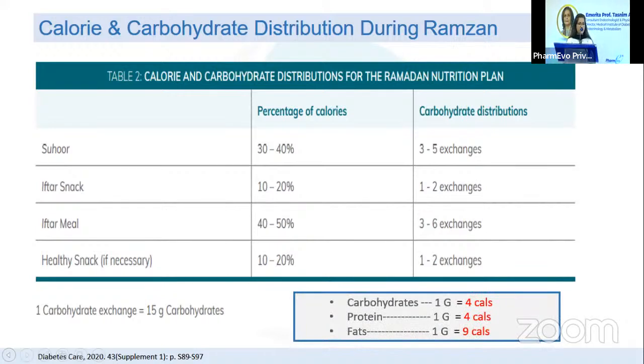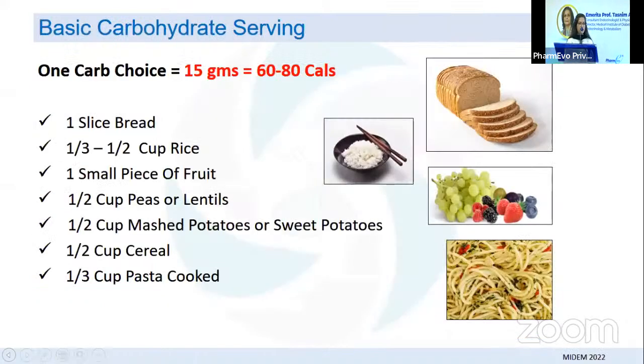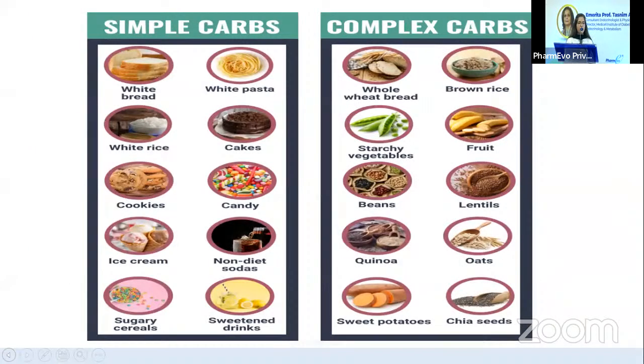Now, this slide is showing the basic carbohydrate servings we can have, and each of the items mentioned in this list is equal to 15 grams and provides us 60 to 80 calories. So it can be 1 slice of bread or half cup rice or half cup cereal or 1/3 cup cooked pasta. Now, what are simple carbs and what are complex carbs?